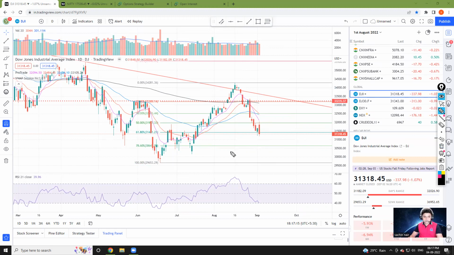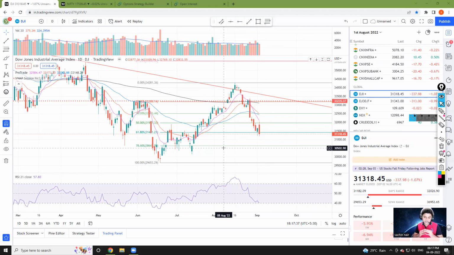As per the charts, directly we should go towards the 78.6% level, which is coming to 30,640 odd. So this is how Dow is placed. Right now, as per the charts, there is a negative sentiment in Dow.